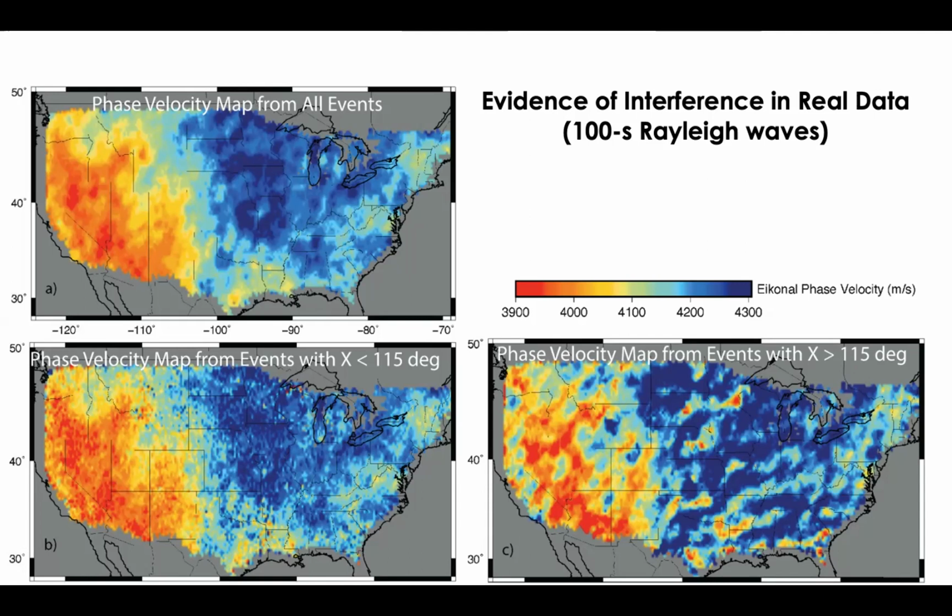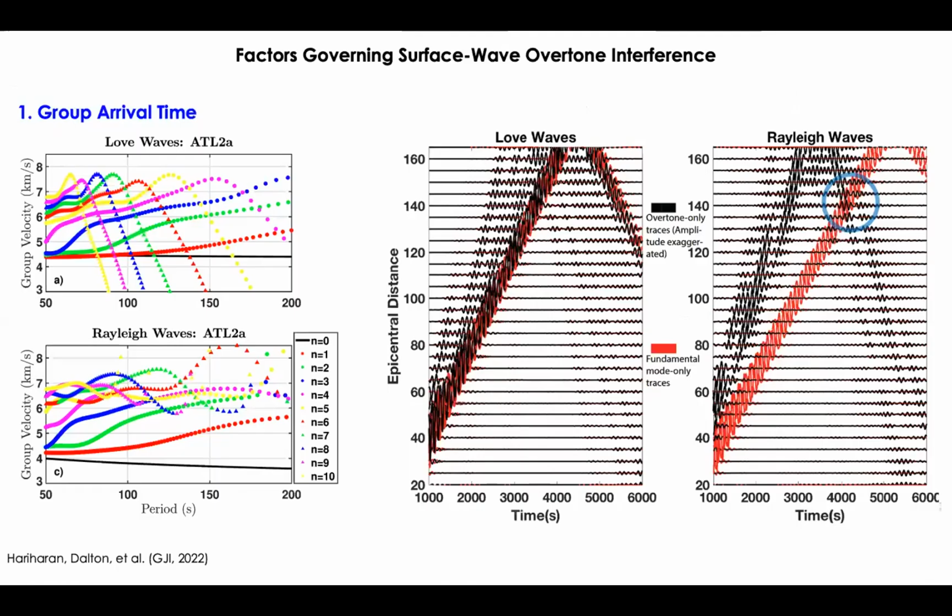And I'm really not going to have time to show you my last few slides. I'm sorry about that, but let me at least spend 2 or 3 minutes just motivating it. So in reality, what we discovered, which I think many other people also knew, was that there's 2 principal factors that govern whether the higher modes will interfere with the fundamental mode. The first is the group arrival time. As we've seen, when the overtones arrive in the same time window as the fundamental mode, the interference can happen.